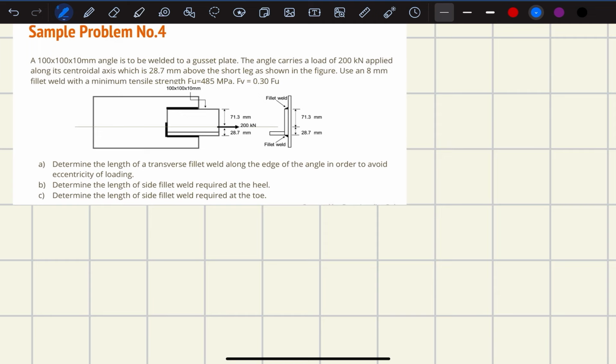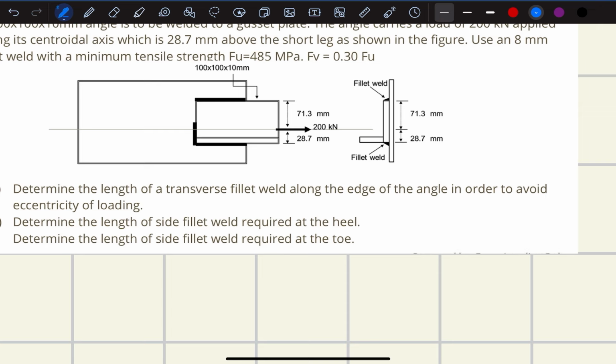Fv is equal to 0.30 Fu. For letter A, determine the length of a transverse fillet weld along the edge of the angle in order to avoid eccentricity of the loading. So, the transverse weld there, class, is this one, which is perpendicular to the 200 kN. To avoid eccentricity, the centroid of the 200 kN from the bottom is 28.7. So, if we add length on top, it should be equal in length to the one at the bottom, which is 28.7.